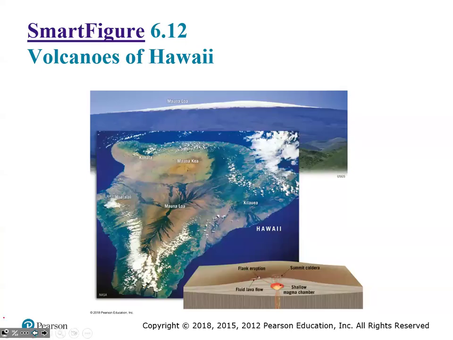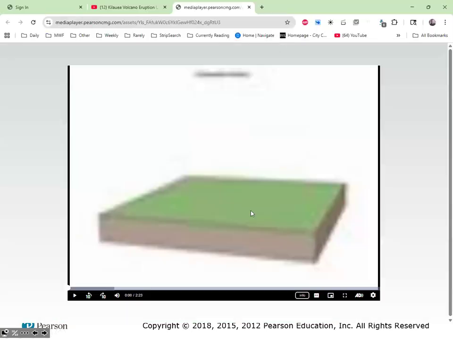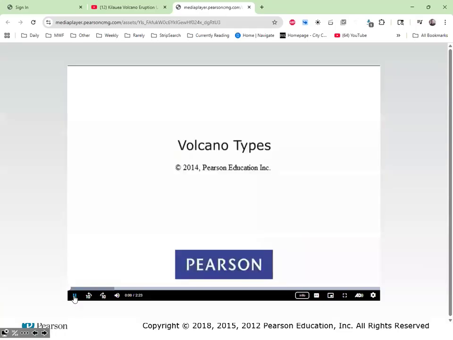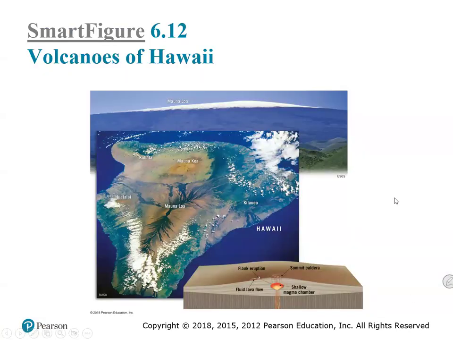So that was an example of lava fountaining from the volcanoes of Hawaii. Oh, okay, so this was the volcano types.